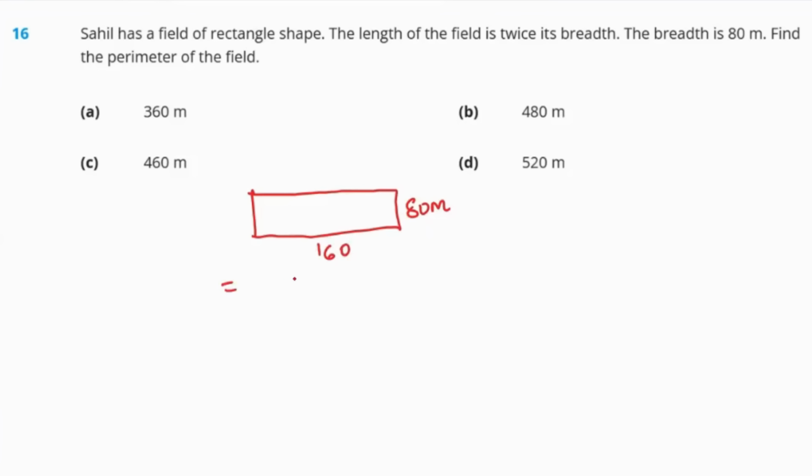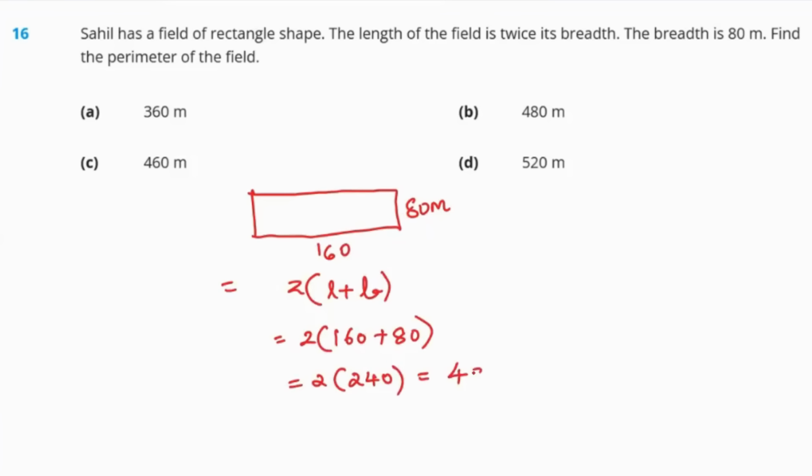The formula to find the perimeter of a rectangle is 2 times (L plus B), length plus breadth. So that is 2 into (160 plus 80). 160 is our length and 80 is our breadth. So 2 into 240, and that is 480 meter, the perimeter of that rectangular field. So the correct option is option B, 480.